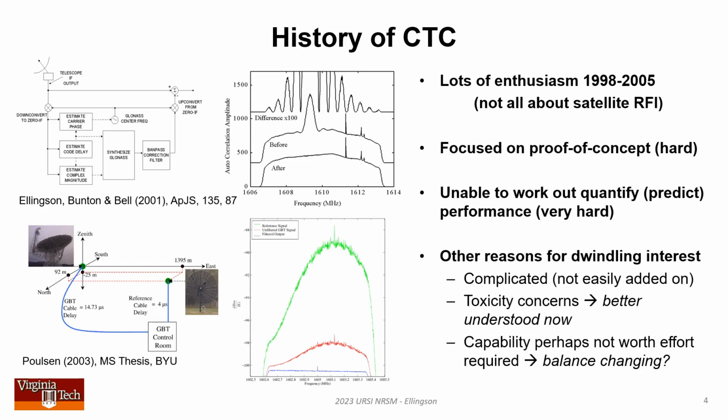Of course, after these initial proof of concept successes, interest in this stuff dwindled. And that's understandable. It was complicated and it was hard to implement. And there were toxicity concerns. We found conditions under which interference would be canceled, but the spectrum could be corrupted in one way or the other. We understand that better now, but I think the opinion lingers that maybe this capability is not really worth the trouble. But, as I pointed out on the first slide, that situation may be changing.